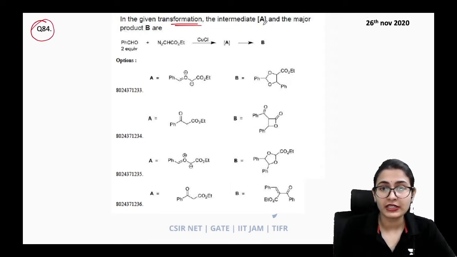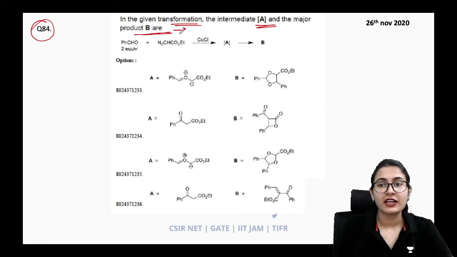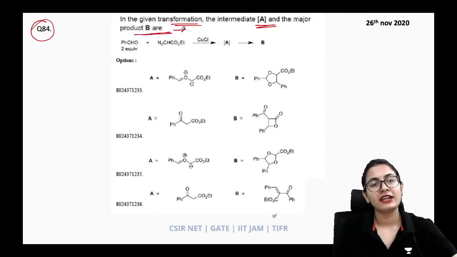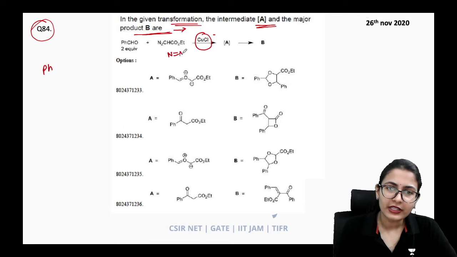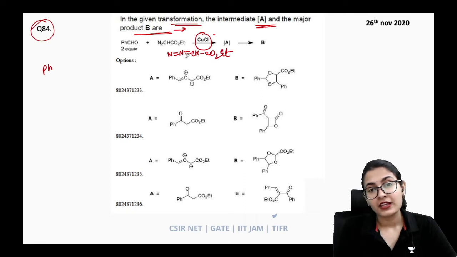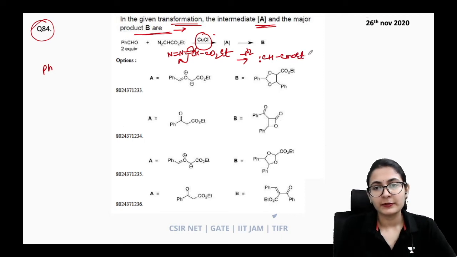In the given transformation, the intermediate A and the major product B are. So once again, very easy, guys. Just going to take a little bit of your time, right? So yes, there is no base over here, and the PhCHO does not have an acidic proton to remove. What can it do then? In the presence of CuCl, you see N=CH-CO2Et. This is what you see, guys. What is going to happen in the presence of CuCl? It is going to eliminate nitrogen, N2, and you are going to get a carbene like this.